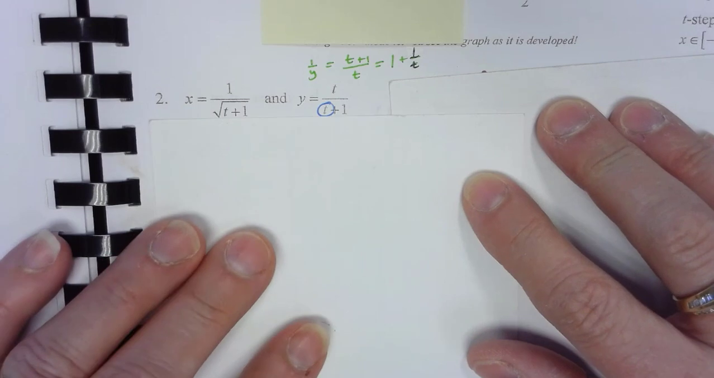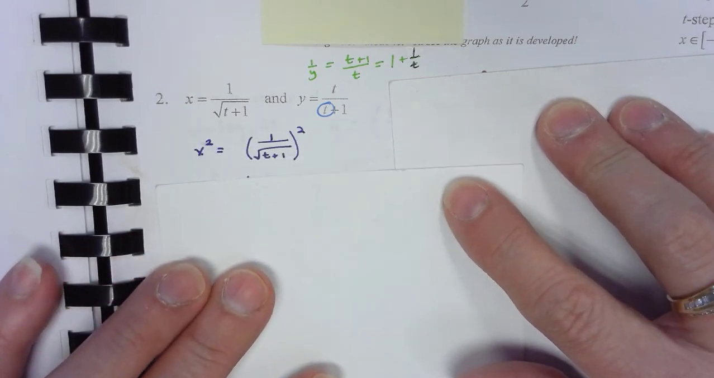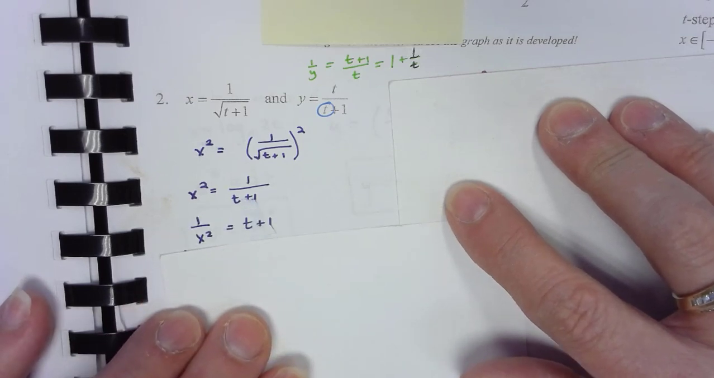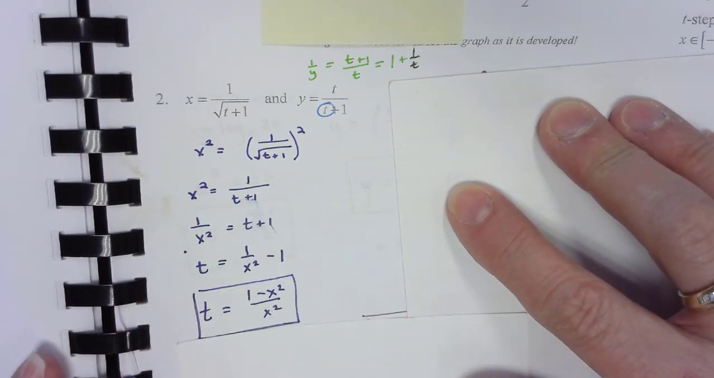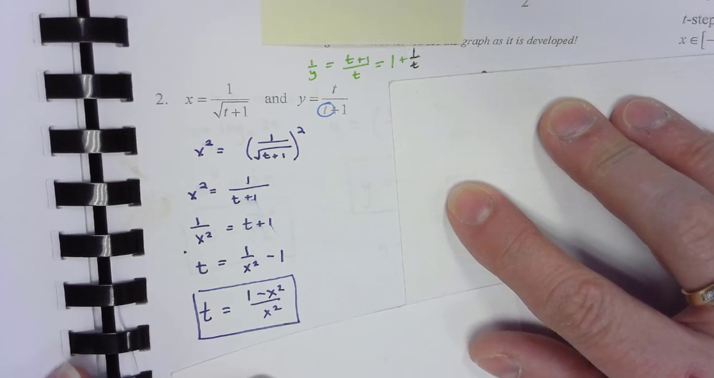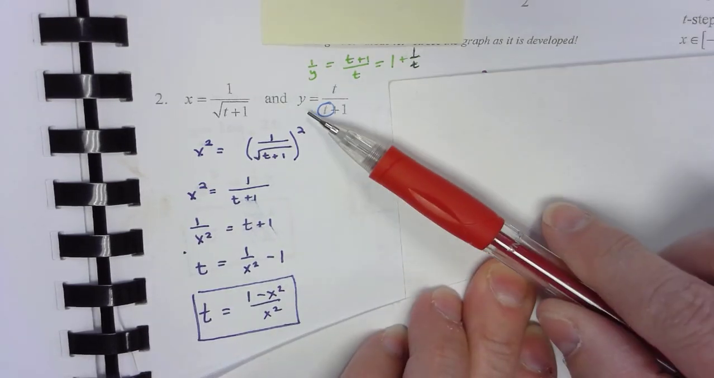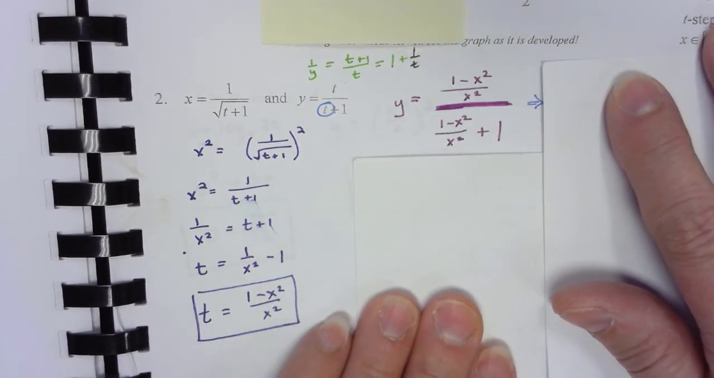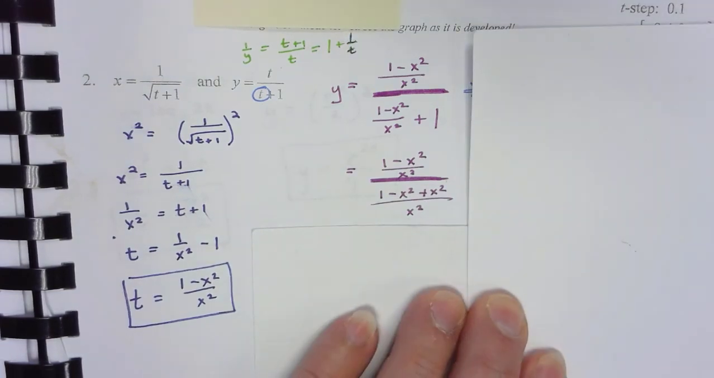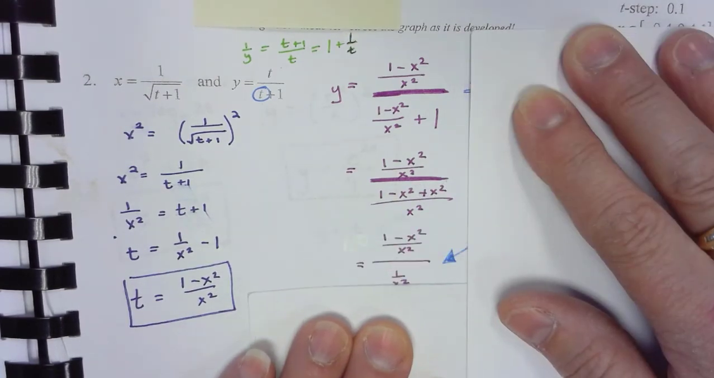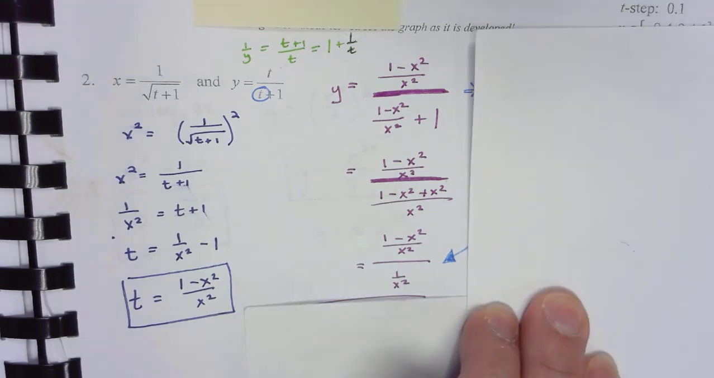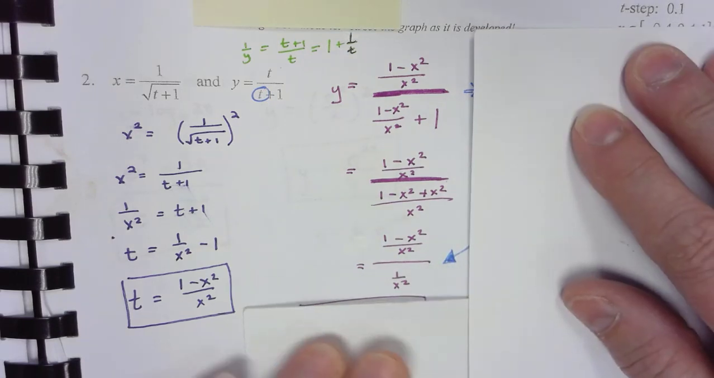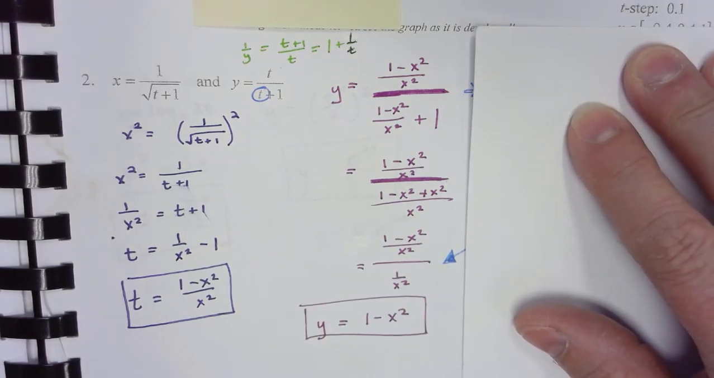So maybe what I want to do is take my x, square it, which gives us this, and it's going to be easier to get an equation for t in terms of x. Now, let's look at y. Y is t over t plus 1. So I could get a common denominator, combine similar terms in that denominator, and notice that I have 1 minus x squared over 1 over x squared. The x squareds cancel, and I get y to be 1 minus x squared.